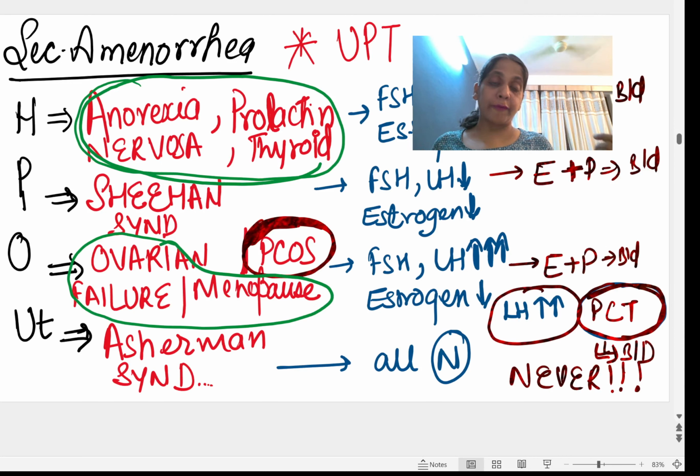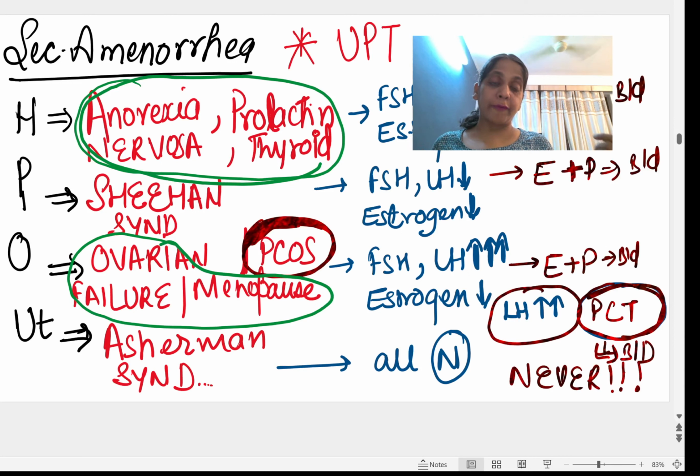So what is the tumor marker of epithelial ovarian tumor? CA125. What is the tumor marker of yolk sac or endodermal sinus tumor? Alpha fetoprotein. Choriocarcinoma, HCG. And dysgerminoma, it is LDH.